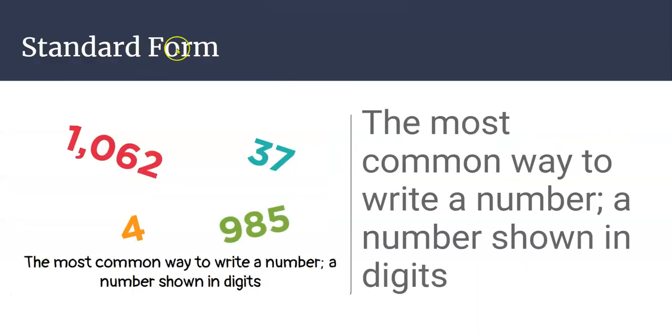All right. Now, standard form. Standard form is the most common way to write a number and is a number shown in digits. So we usually see numbers written like this: 37, 4, 985. All of these are just the common way that we see numbers written.